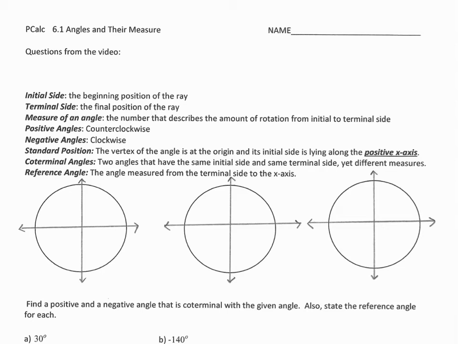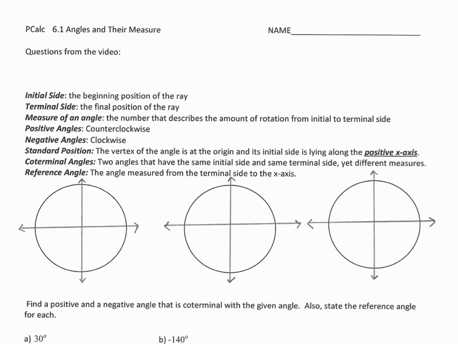Alright, now what we're going to do in this section, 6.1, is we're going to start talking about some angles and some trig on a circle. So the first thing we need to do is go through some of these vocab words up at the top, and I'll draw it on 3 separate pictures so it doesn't get too messy.